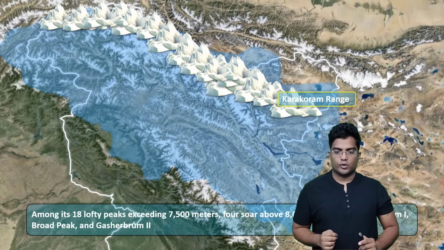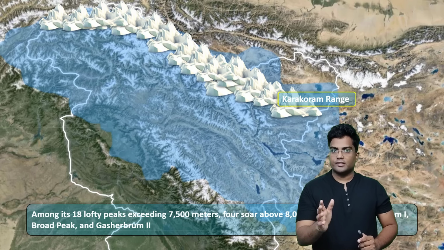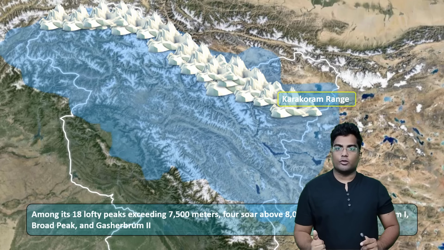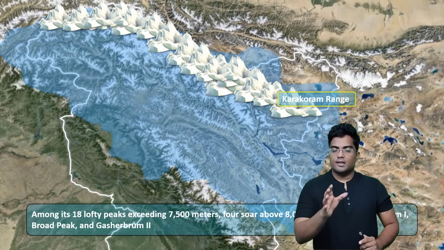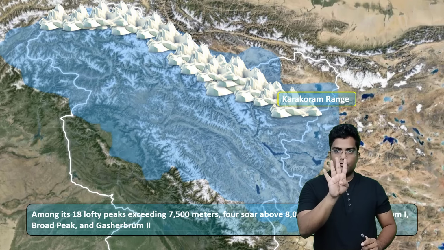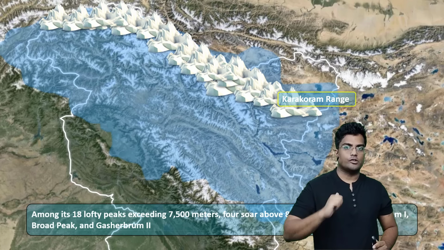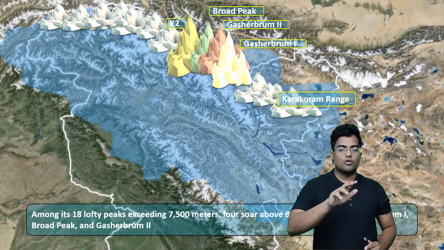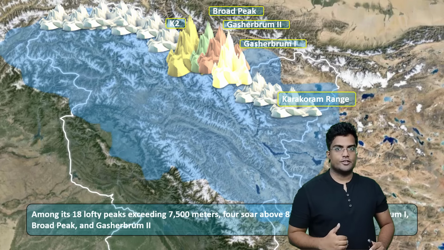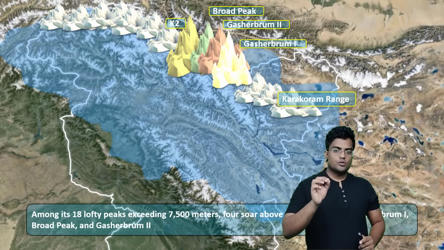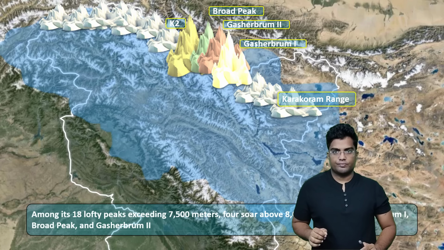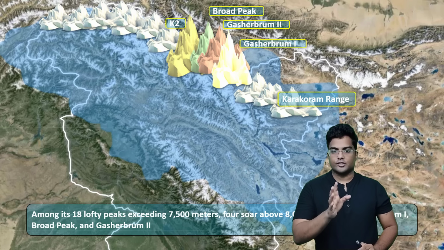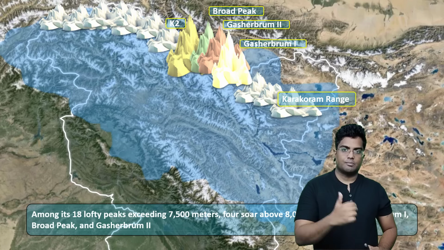Essentially, there are 18 mountains which exceed 7,500 meters, and out of these mountains, there are around 4 of them which exceed 8,000 meters. So as you can see, these are the 4 mountains. This is almost the exact location of these mountains. The first one in golden is K2. The second one is Broad Peak. The third one is Gasherbrum, and the fourth one is also Gasherbrum, that is 1 and 2.